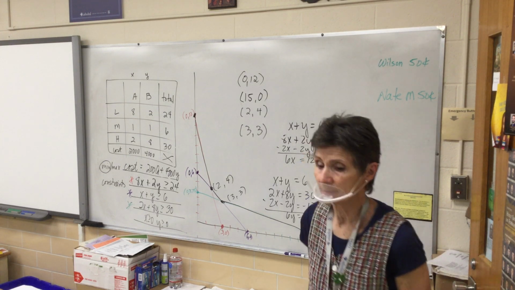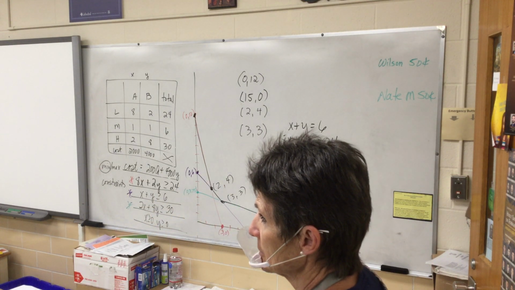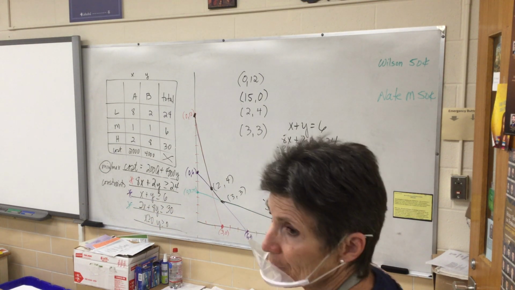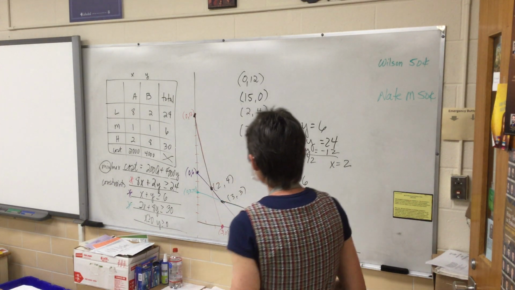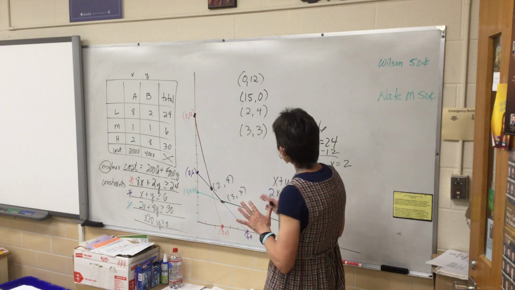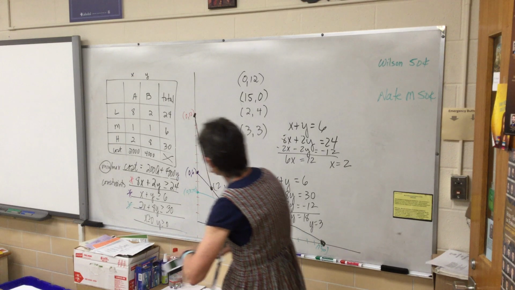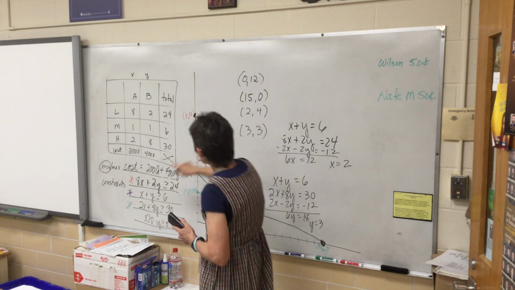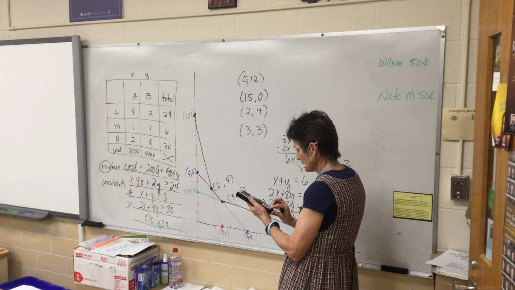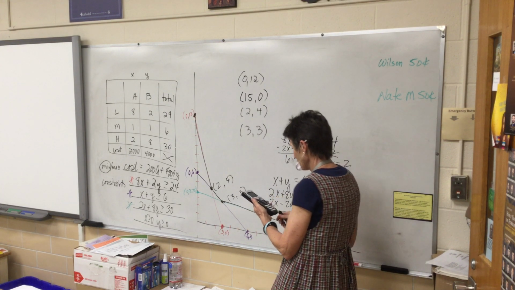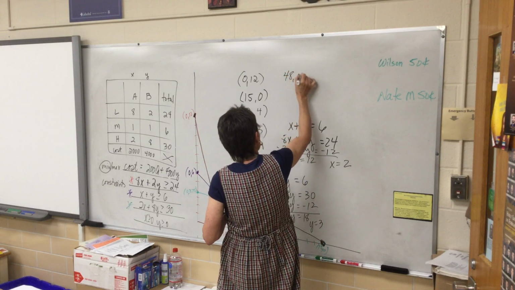Last problem, we're almost done. I got 2, 4, and 3, 3. So now the very end of the problem, the very last thing you do is take each of these points and plug them into your cost expression. So if you take 2,000 times 0 and 4,000 times 12, this combination is going to cost you $48,000.